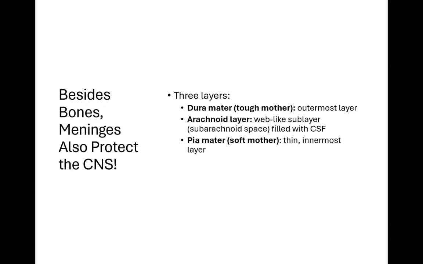This is a web-like sublayer called the subarachnoid space that is filled with cerebrospinal fluid. And then finally, just on the outside of the brain, we have the pia mater, or the soft mother, and this comprises the thin innermost layer of the meninges.